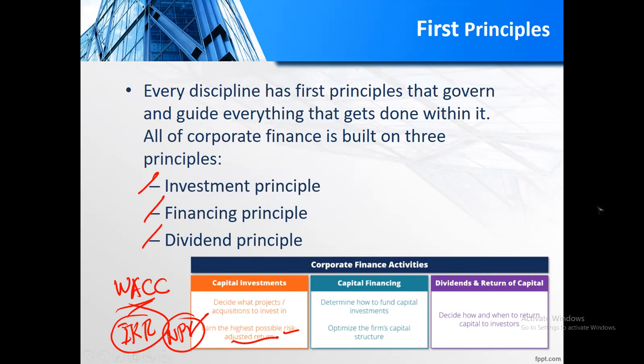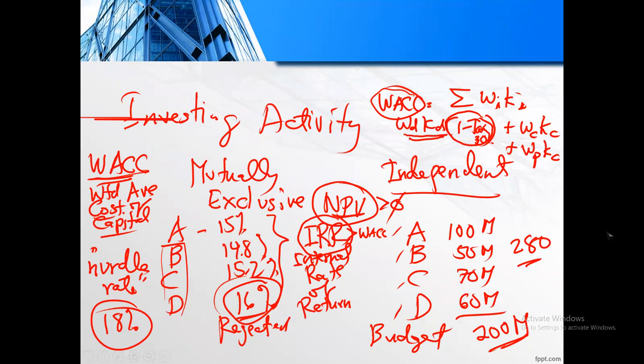Okay, continuing on, guys. Okay, I think we discussed this last time. Just to have a review, as far as investing activity is concerned, we said that projects can be either mutually exclusive or independent. If they're mutually exclusive, then the choice of one negates or means that the others will be rejected. And the choice will be based on the highest IRR. However, this IRR should be greater than the hurdle rate or the weighted average cost of capital. If the IRR is less than the WACC, then any project will be rejected.